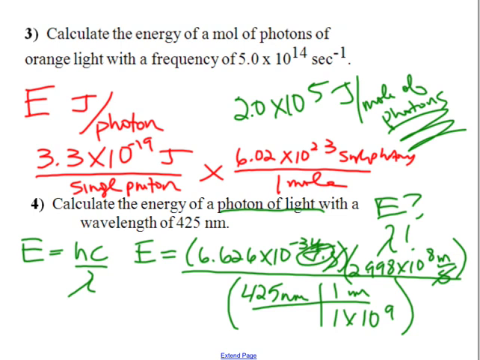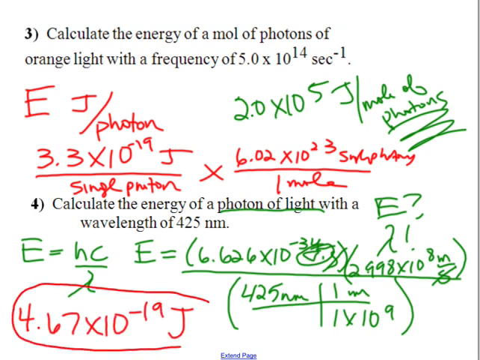All right, so what is the energy then? 3.67 times 10 to the negative 19 joules. Not a whole heck of a lot of joules. But again, we're only moving around little bitty electrons.